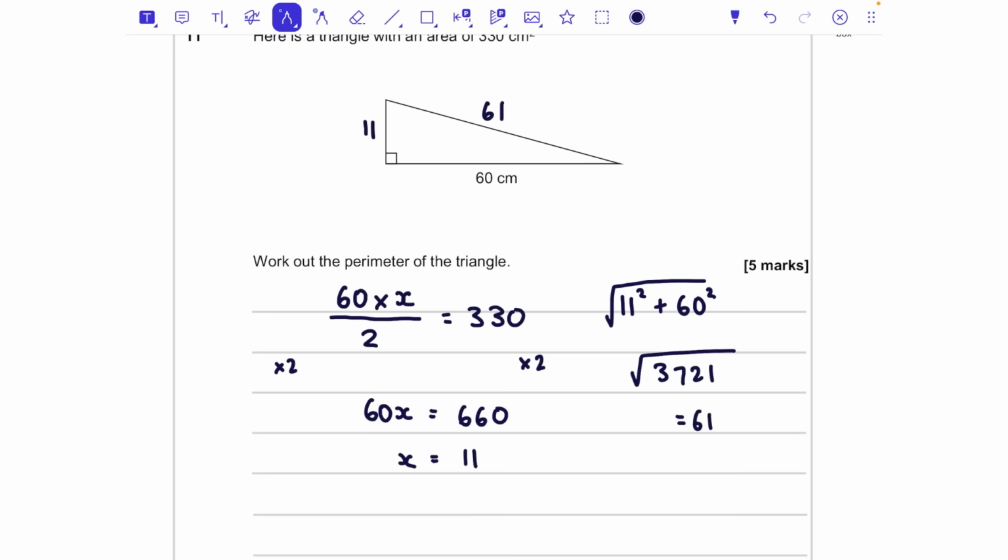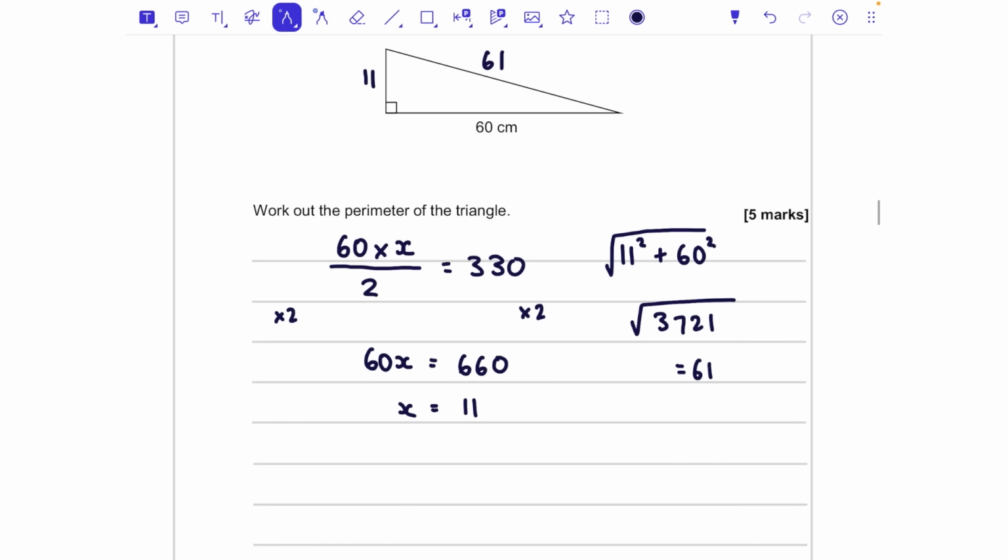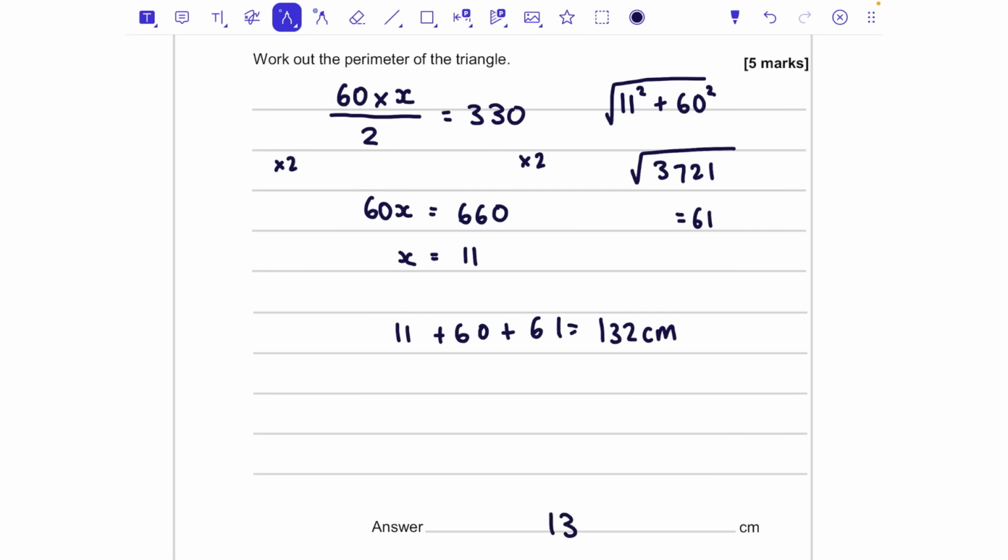Now let's add all of that together to get the perimeter. 11 add 60 add 61. And that gives us a final answer of 132 centimetres for 5 marks.